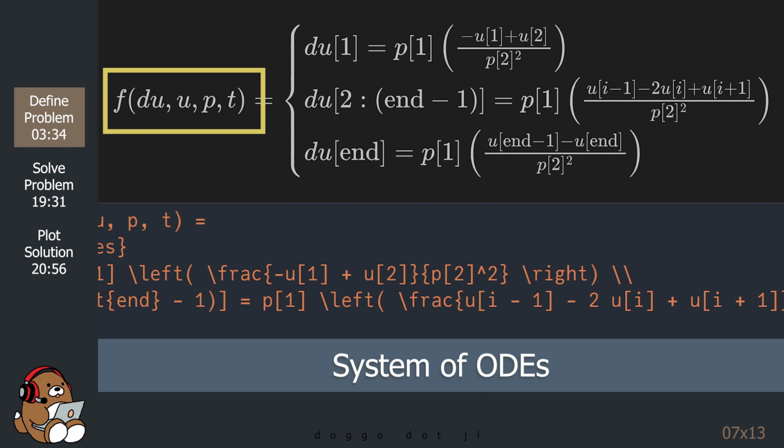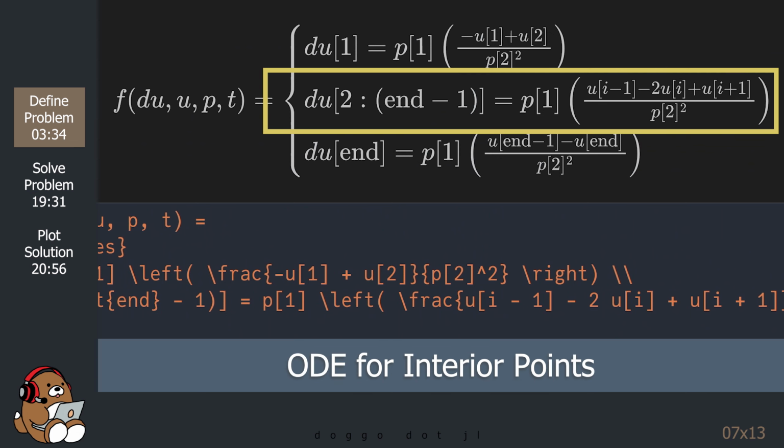So our Julia function will take the arguments u, du, p, and t, which are the same arguments that we used when solving a system of differential equations. That middle equation is the ODE that we're going to solve for all of the interior points along the wire. This is just the DifferentialEquations.jl package representation of the LaTeX that we just saw.